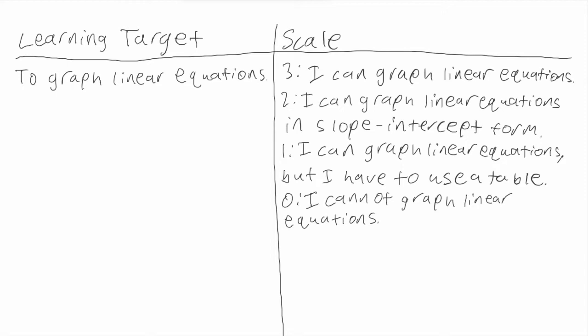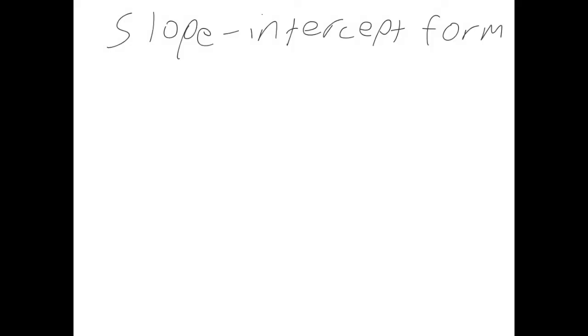You're a 1 if you can graph linear equations, but you have to use a table. You can't just use the y-intercept and go up from the slope. You specifically have to use a table. And you're a 0 if you cannot graph linear equations using any method. Let's get started.